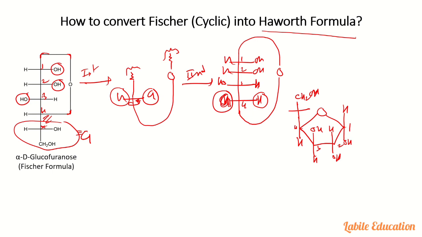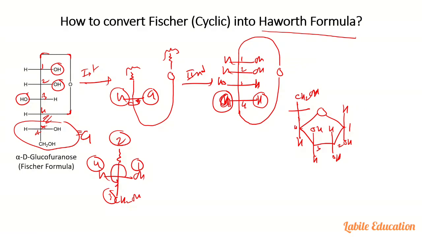For that purpose, we can check the RS configuration of this. This is H and OH, this is CH2OH, and this is the rest of the group. First priority will be given here, and fourth priority, the lowest, to the hydrogen. This is CH2OH. The second priority will be given to the rest of the molecule, and the third priority to this. So we will move toward the first, two, three.